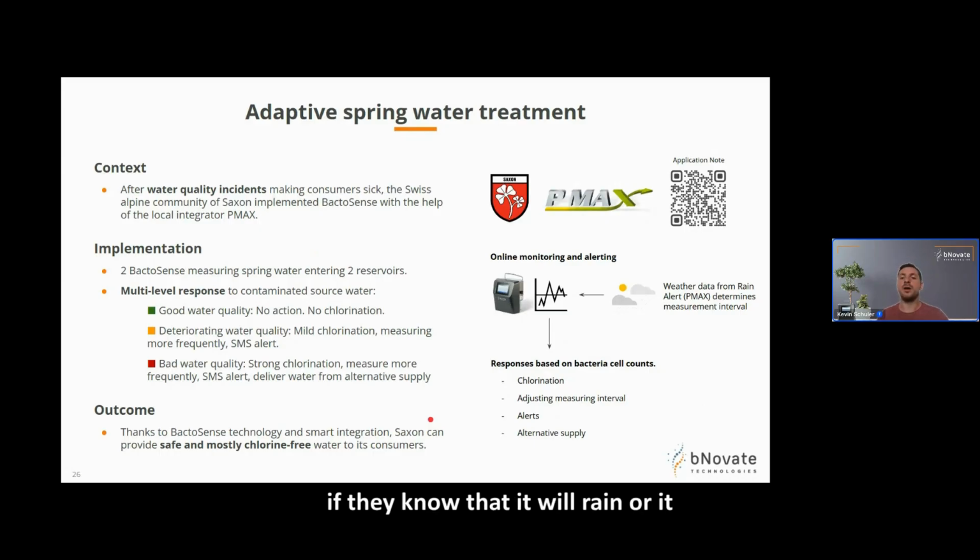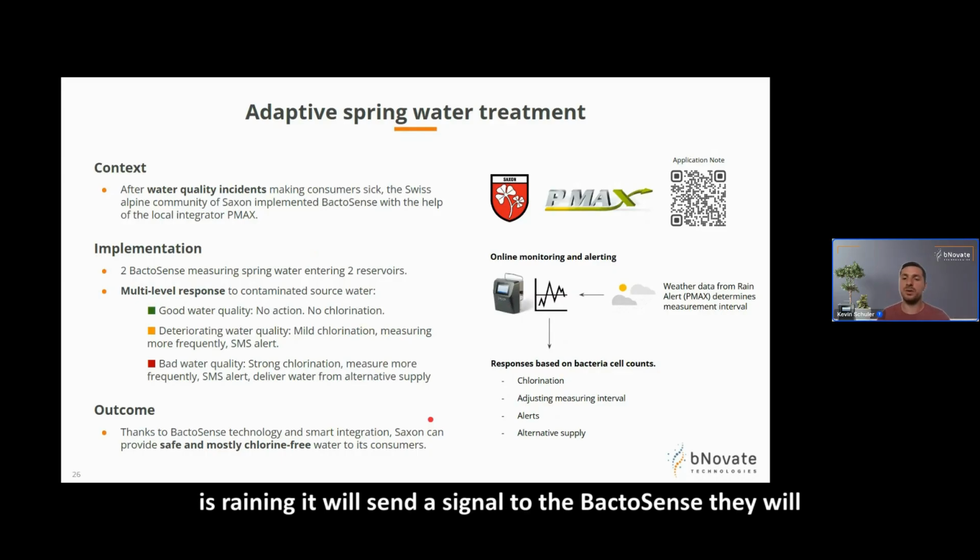Once it's done, they also use the weather data that can have an impact on online monitoring. If they know that it will rain, or it is raining, it will send a signal to the BactoSense to monitor the data and microbiology levels more closely. Rather than measuring every 4 hours, they will measure every 30 minutes, so they have close monitoring when it's needed, and the rest of the time it is just there to be sure that everything is fine.